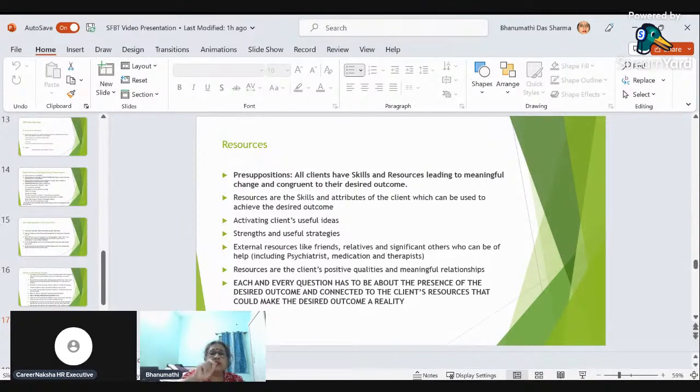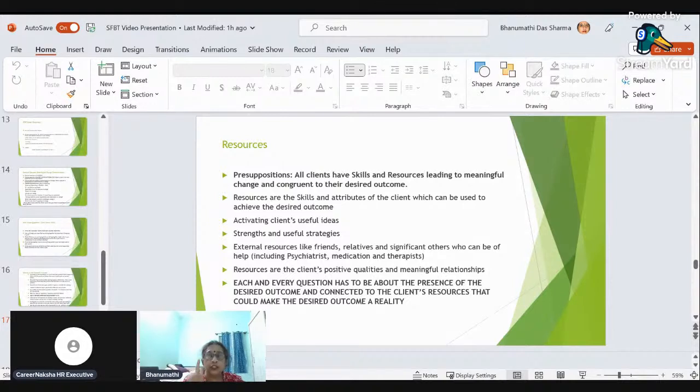These are the internal resources, but at times we can use external resources also, like friends, relatives, significant others, including a psychiatrist, medication. Suppose you are having a bipolar disorder and you are under a psychiatrist using medication, then that medication also helps you. And the psychotherapist, or if you are a college student with a problem, your teacher or professor may be helping you. They are also external resources which can be used to achieve the desired outcome.